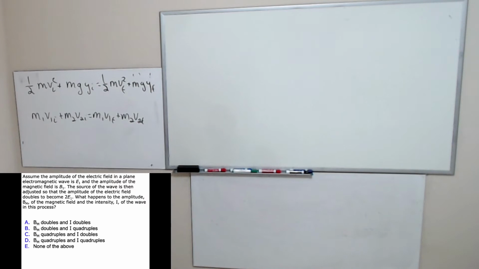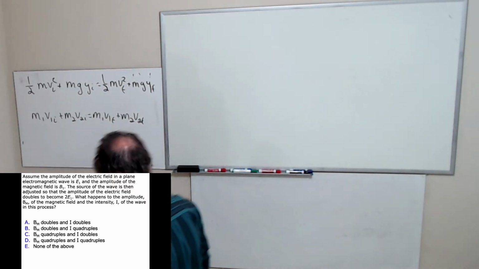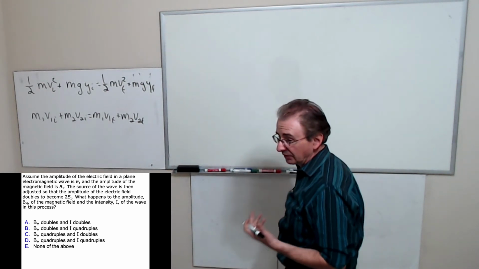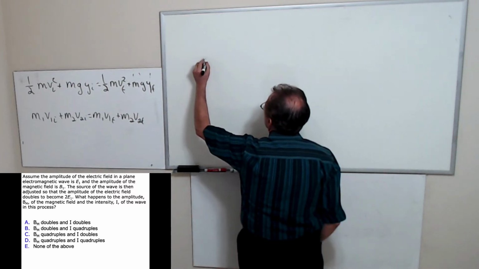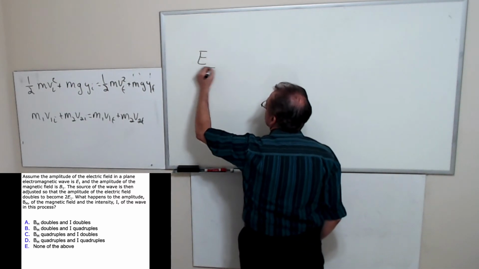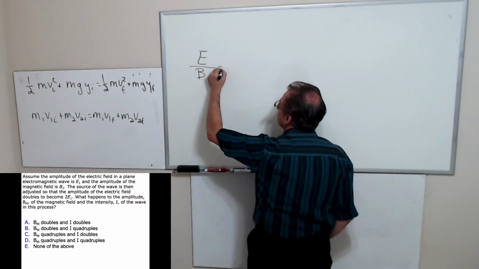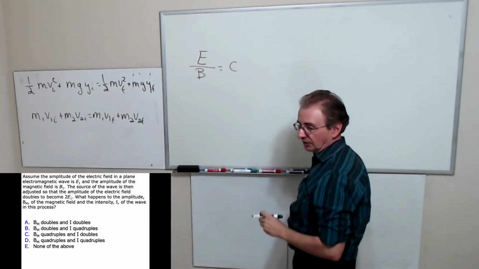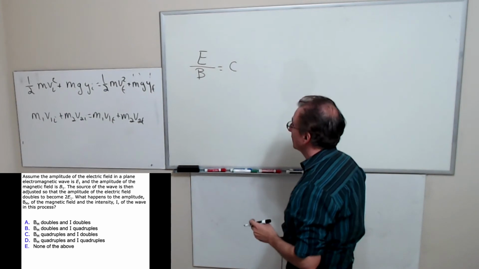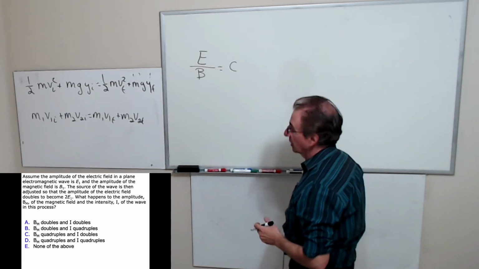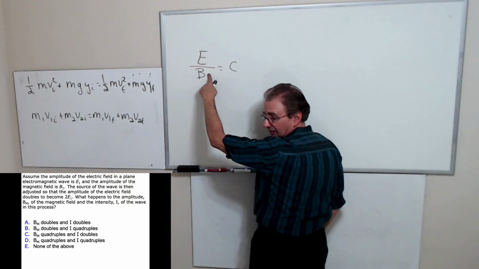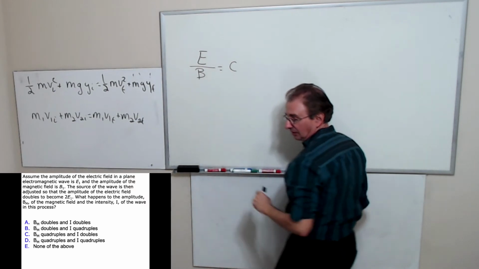And really, a lot of the stuff in this chapter is equation driven. So from solving Maxwell's equations, the ratio of the magnitude of the electric field to the magnitude of the magnetic field is C. So the ratio of E over B is C. Okay, the ratio of electric field magnitude to the magnetic field magnitude is C. So that means if I double this, I have to double that. So that eliminates C and D so far.